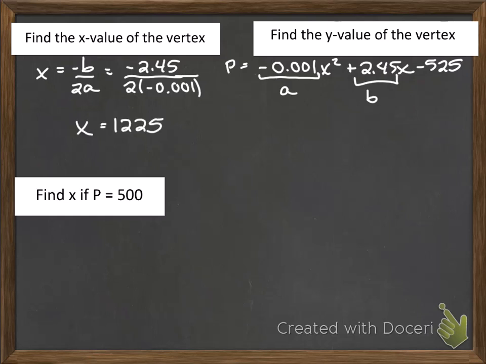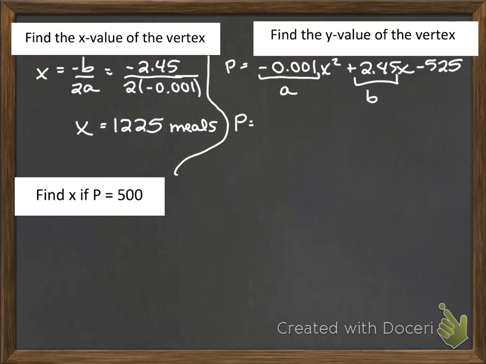The answer is 1,225. In other words, I would have to make 1,225 meals to maximize my profit. But notice not only do we want the x value of the vertex, which we just found, but we also want the y value of the vertex. In other words, what is the profit? What is the maximum profit that I can make? Let's see how we can figure that out.